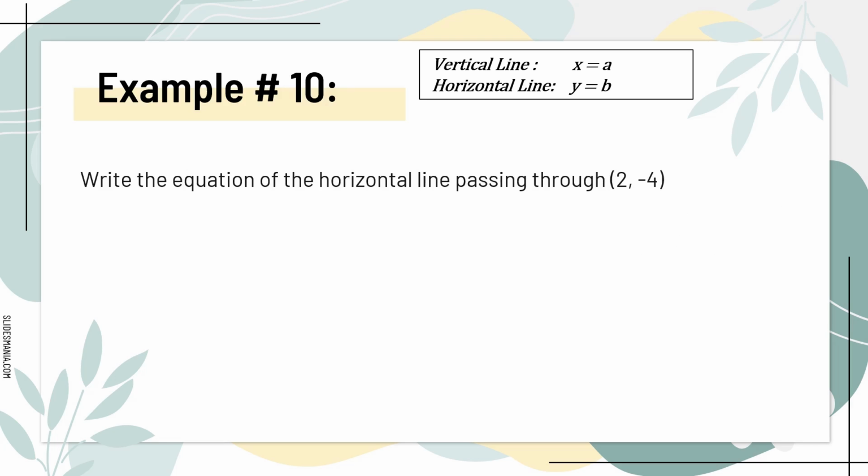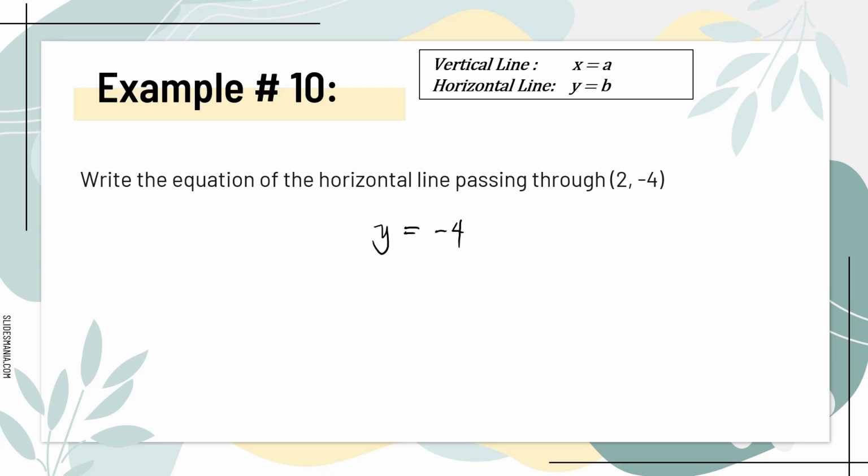Next, example number 10, write the equation of the horizontal line passing through 2 and -4. For horizontal line, again given by this form, we have y is equal to b. So what we're gonna do, just put y is equal to b, then copy the value of your y, which is -4. Okay? Is this the final answer? Yes, that's the final answer already.